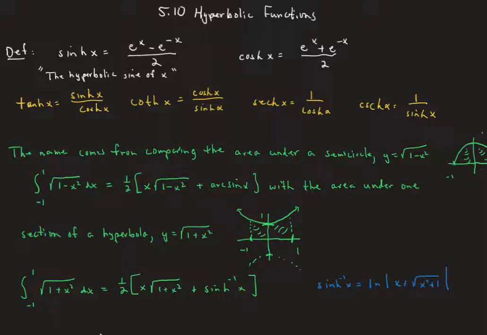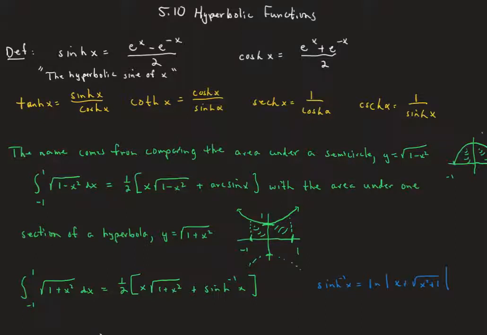And the hyperbolic cosine of x, which is sometimes referred to as cosh of x, is e to the x plus e to the negative x over 2. And in a similar fashion, you can define the other hyperbolic functions, the hyperbolic tangents, and these are all defined in terms of hyperbolic sine and hyperbolic cosine, just as the trig functions can be defined in terms of sine and cosine. So hyperbolic tangent is hyperbolic sine over hyperbolic cosine, and likewise there's hyperbolic cotangent, hyperbolic secant, and hyperbolic cosecant.